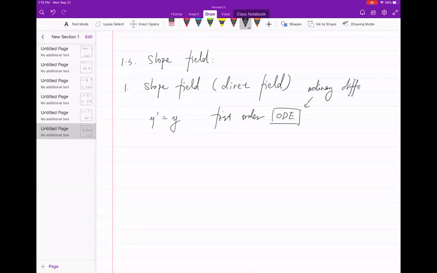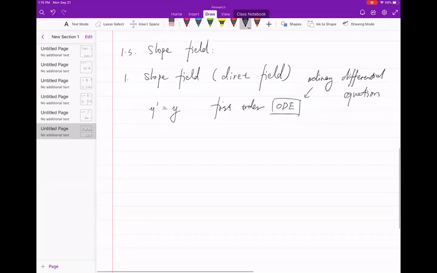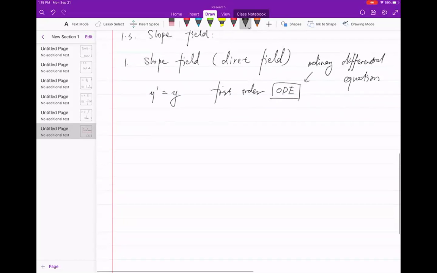Differential equation. Okay. We know we can guess this. Now we know we can do it if it's separable. But what about in general? In general, it's hard to solve, but we do have a technique which can give us some hint. And this is the technique.